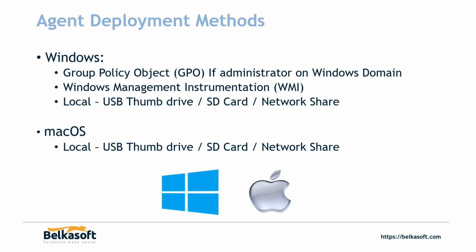Next is the agent deployment for Mac. Now, seeing as how Mac does not have GPOs or Windows Management Instrumentation options, the only option that we have available for this would be that local USB thumb drive or that network share, SSH, however you can connect and push that agent to a machine in your network, can kind of be done with this local option.